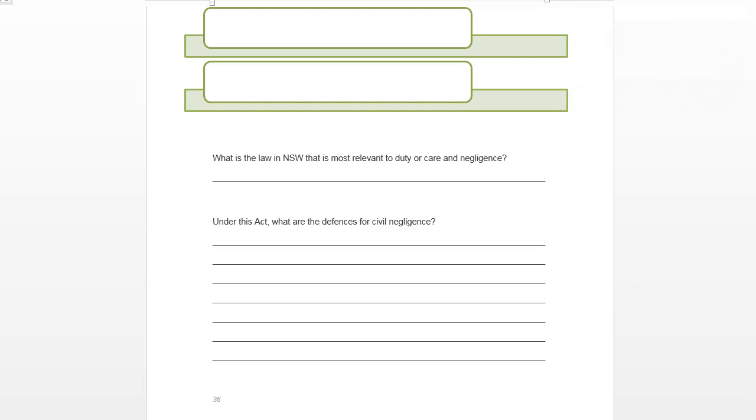Under the Act, it's important to go through the defences as well. We've got a general denial, so that the nurse can argue any one of those four principles above. They can say that they didn't owe the patient a duty of care because they weren't involved in their care, or whatever. They can try to argue that point.